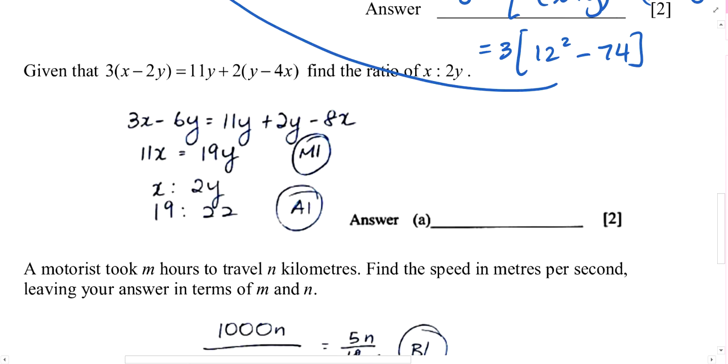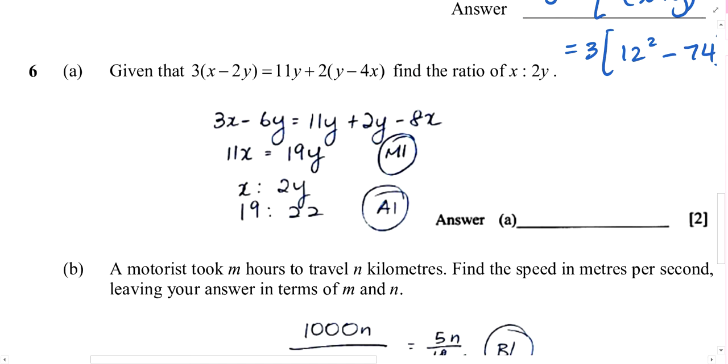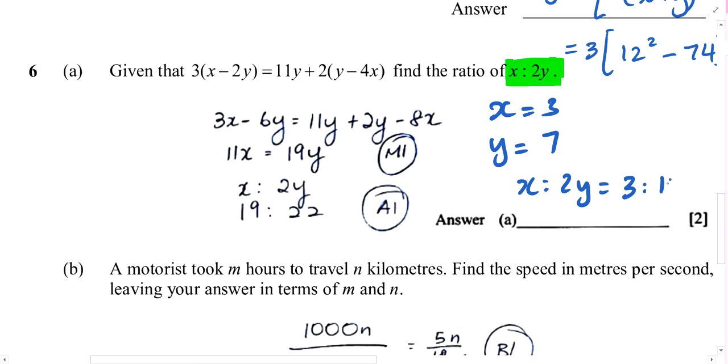Who needs me to go through this question? For part 6a. Anybody? Okay, 6a, ratio of x to 2y. What you are used to in primary school, you are trying to find x, right? Then you are trying to find y. Because the moment you can find, for example, x equals 3, y equals 7, then you can write x to 2y equals 3 to 14.